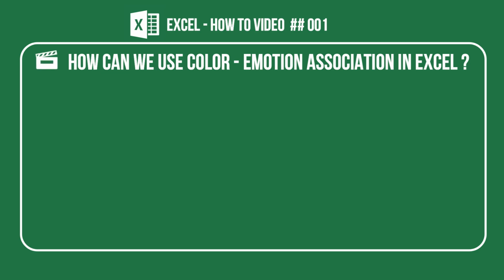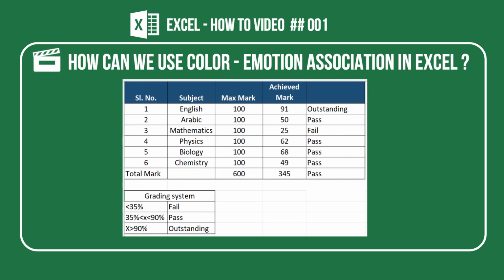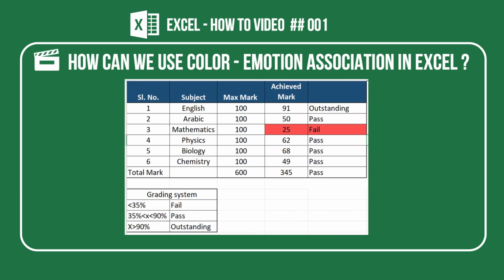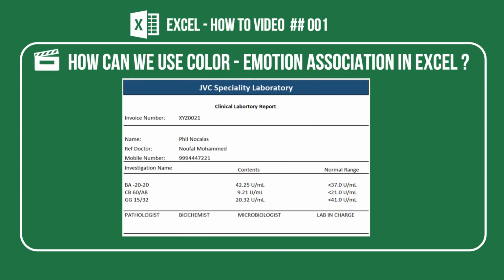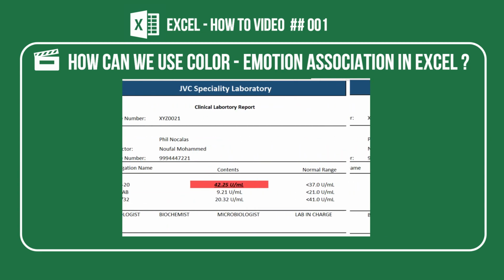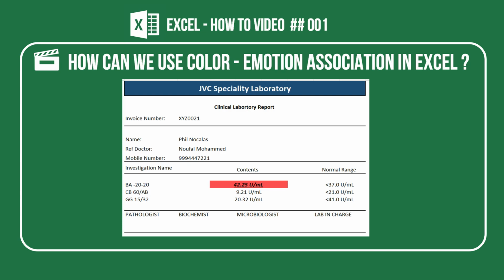For example, in case of a student mark list, any subject with a score lower than the pass value needs attention. Giving a red background to it will do the job. In case of a medical test report, any parameter out of the normal range needs the doctor's attention. A change in the background color or the font color can do it.